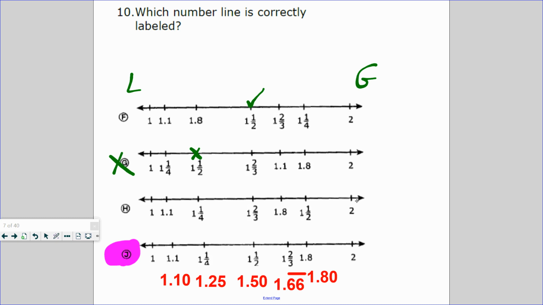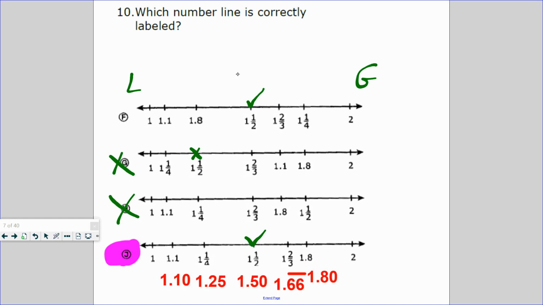Half is always closer to 2. It should be at the halfway point. Well, I know that's not half. So it's either F or J. All right, let's look at the difference. We have 1, 1 and 1/10, 1 and a half.